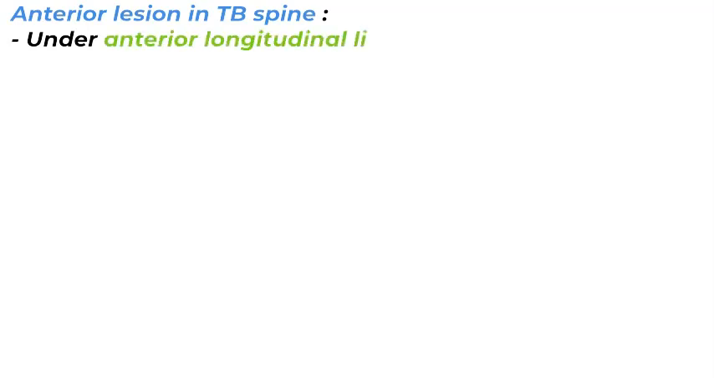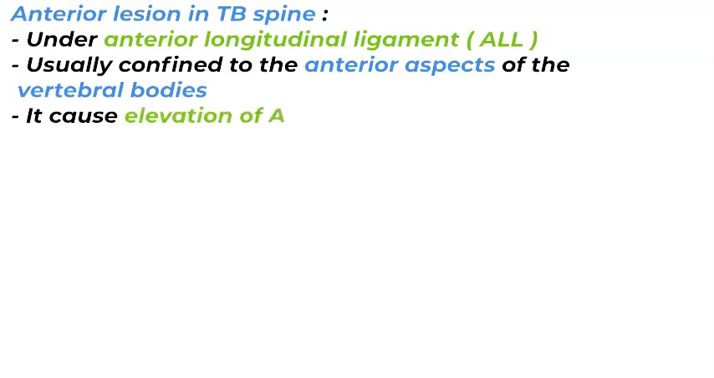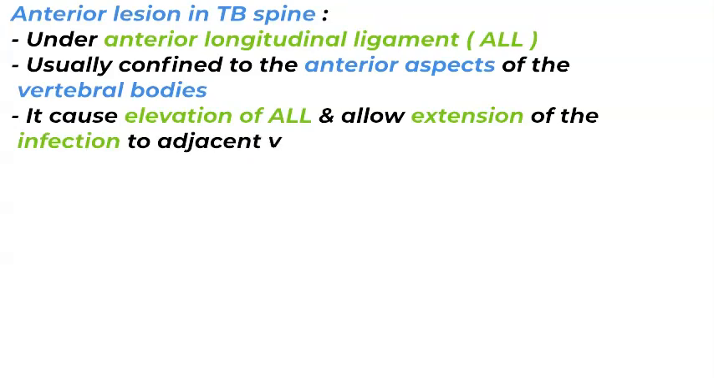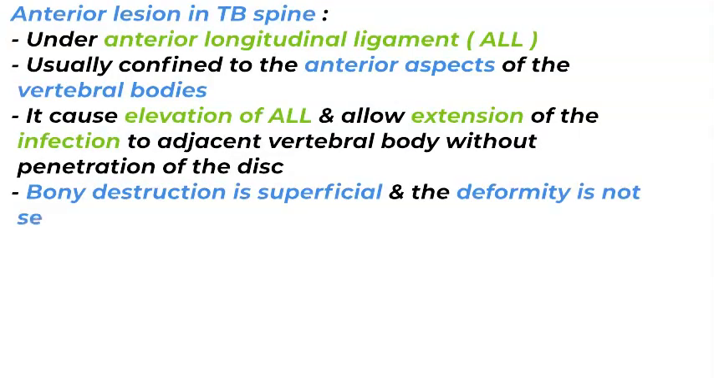Anterior lesion in TB spine is under anterior longitudinal ligament, ALL, usually confined to the anterior aspects of the vertebral bodies. It causes elevation of ALL, anterior longitudinal ligament, and allows for extension of the infection to adjacent vertebral body without penetration of the disc. Bony destruction is superficial and the deformity is not severe.